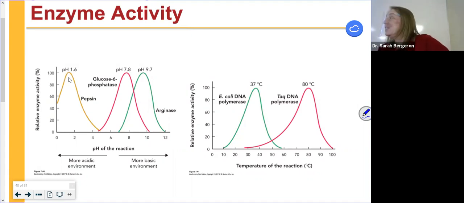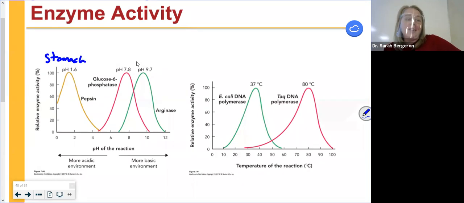This is the natural environment of this protein. Can you make a prediction on where that natural environment is? It's the stomach, right? Absolutely. So it absolutely depends. These two, glucose 6-phosphatase and arginase, are in the liver, right?